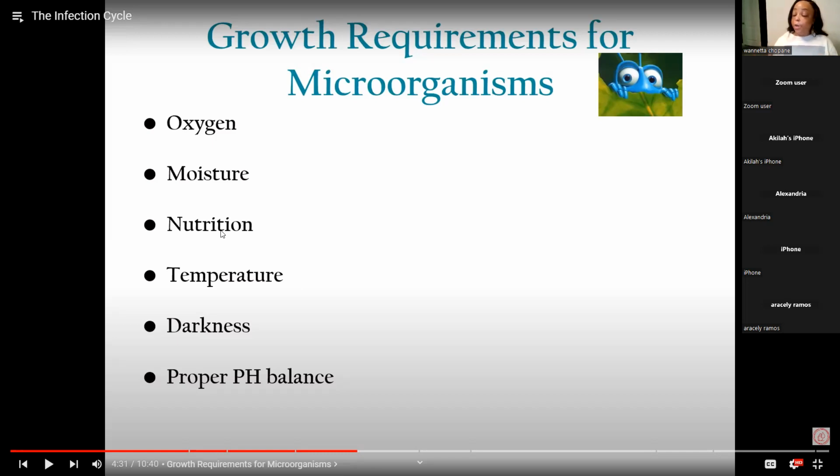Sometimes they have to have different nutrients to eat, just like anything. We have to have nutrients that we eat to grow, to be healthy. Well, that bacteria also needs the same thing. Temperature wise, normally if it's hot and there's bacteria floating in the air or whatever the case may be, it can multiply.